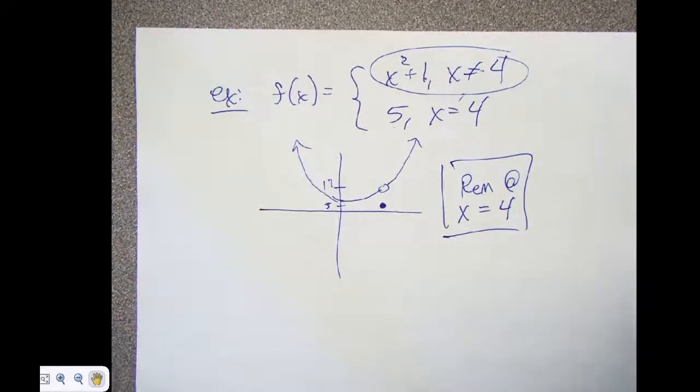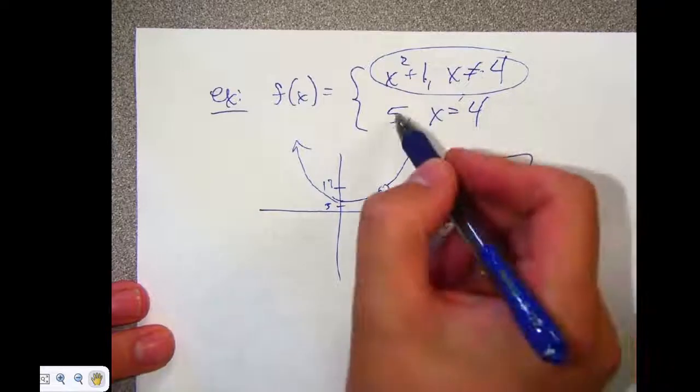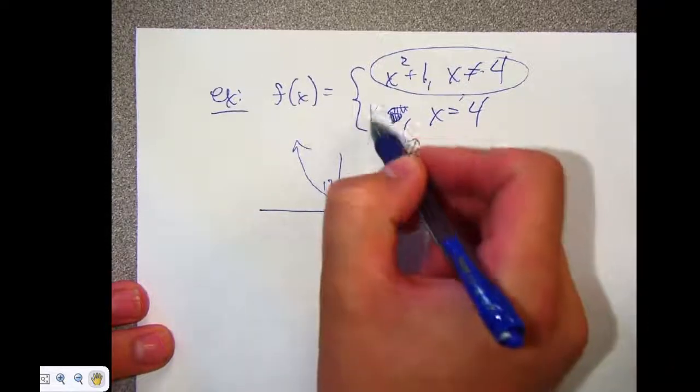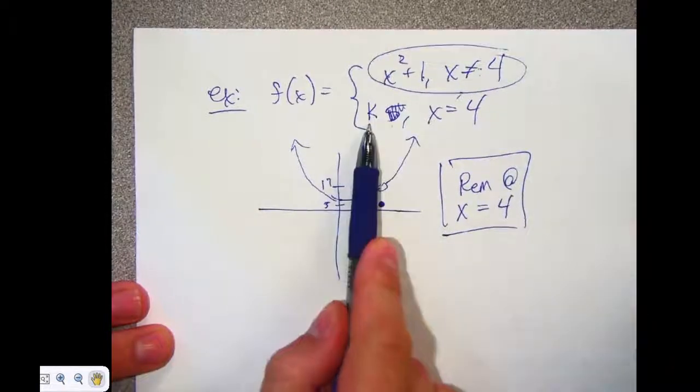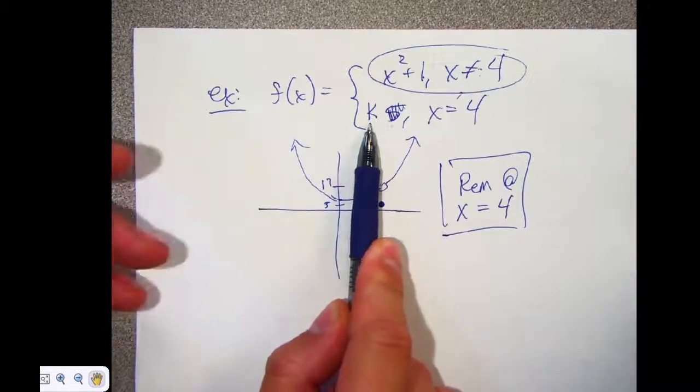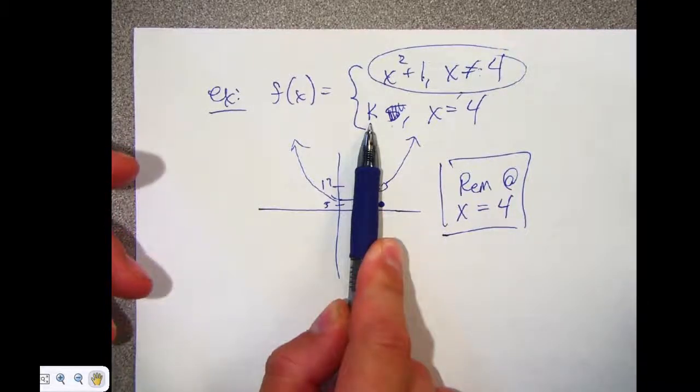So then the opposite version of that question, and I'm speeding through just because of time, would be: find k so that there were no discontinuities. And what would it be? It would be 17. Yeah. So this is where it is.